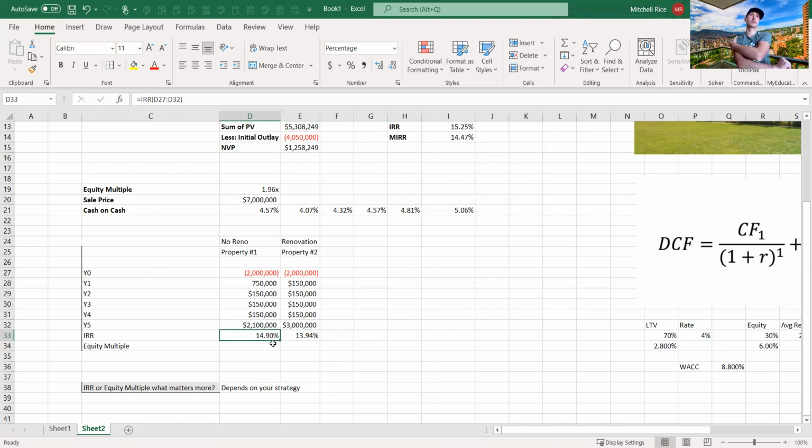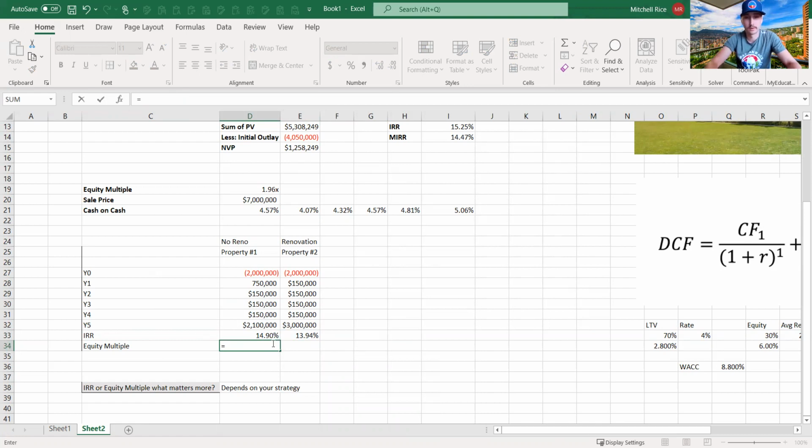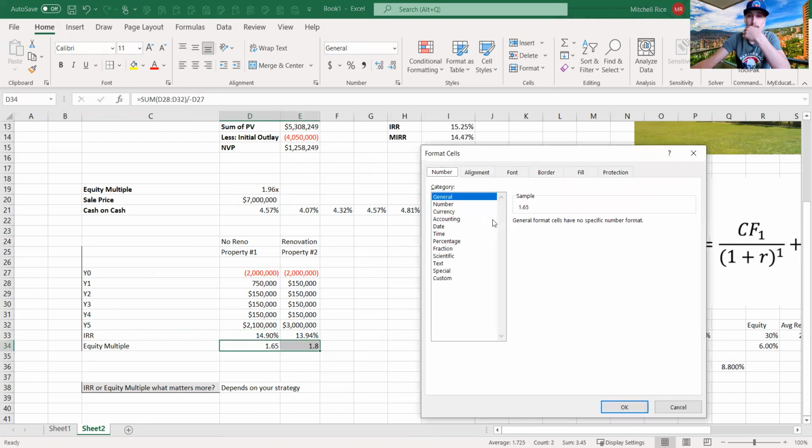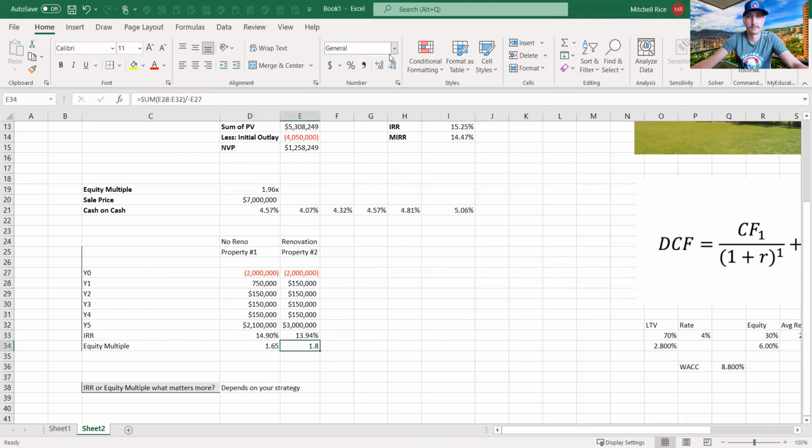So immediately, a lot of people would see that and they would just be like, okay, property 1, do it. Don't renovate it. We'll just sell it for less, yada, yada. The return is better anyway. But watch what happens when we calculate an equity multiple. So we'll take the sum of all of our distributions, divide it by the equity that we put into the project. Okay, so notice the difference here. So now, which one of these has the higher equity multiple? It's property number 2, right?